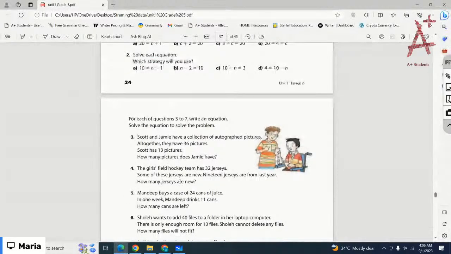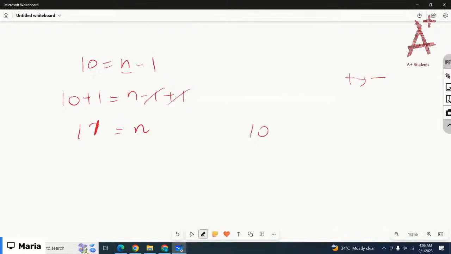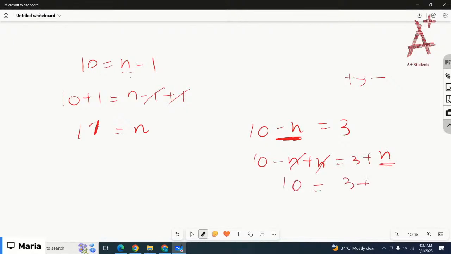The next one is 10 minus n equals 3. Here you have a negative sign with the n, right? Let's just make n positive. Add n both sides. N minus n is 0. You can see now n is positive. 10 equals 3 plus n. Remove that 3 from here. Subtract 3 both sides. So it would be 10 minus 3, 3 minus 3 plus n. 3 minus 3 is 0. You are left with n equals 7, right?